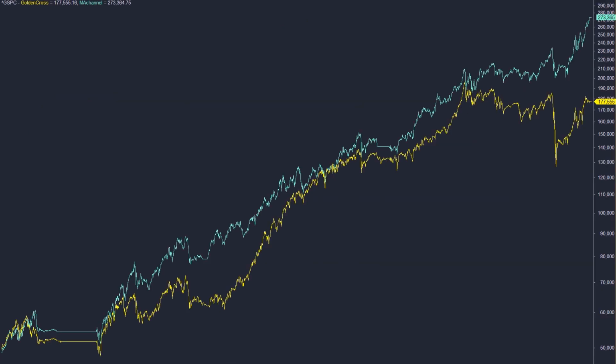And here we can see the 2 equity curves compared. The yellow equity curve belongs to the classic moving average crossover system called Golden Cross, and the turquoise line belongs to the system that uses moving average channel rather than a classic moving average crossover.